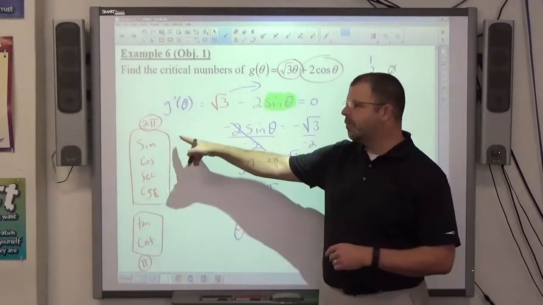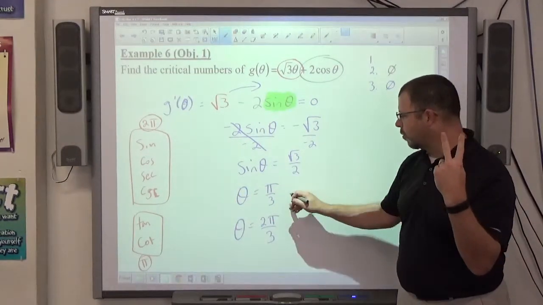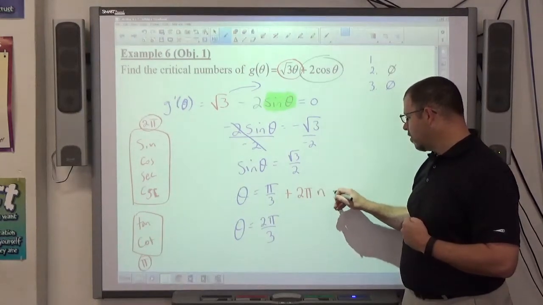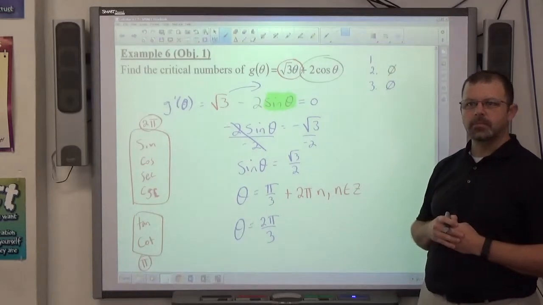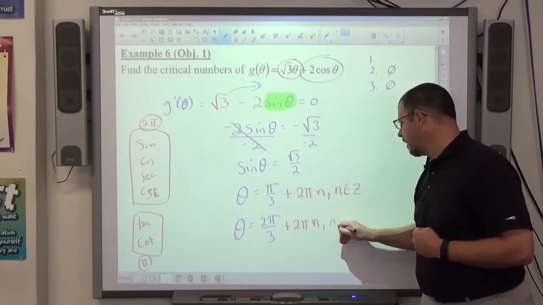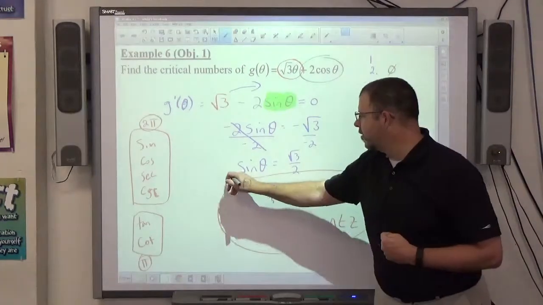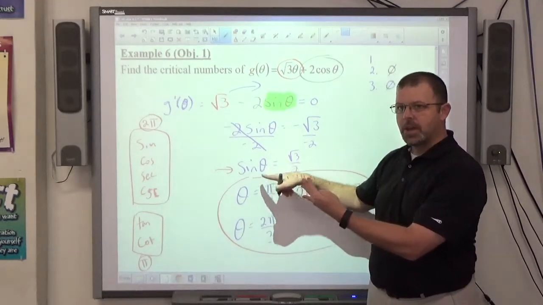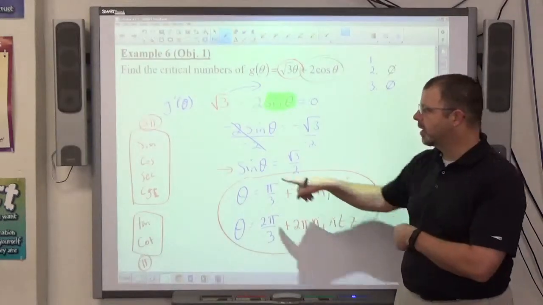Okay? For the top 4, you have to find 2 answers. And what we're going to do for the top 4 is we're going to add 2 pi n, where n is an integer. And for the second answer, we add 2 pi n, where n is an integer. If this problem here says sine, cosine, secant, or cosecant, and you find your 2 answers, you're going to add this exact thing every time, because that's their period.